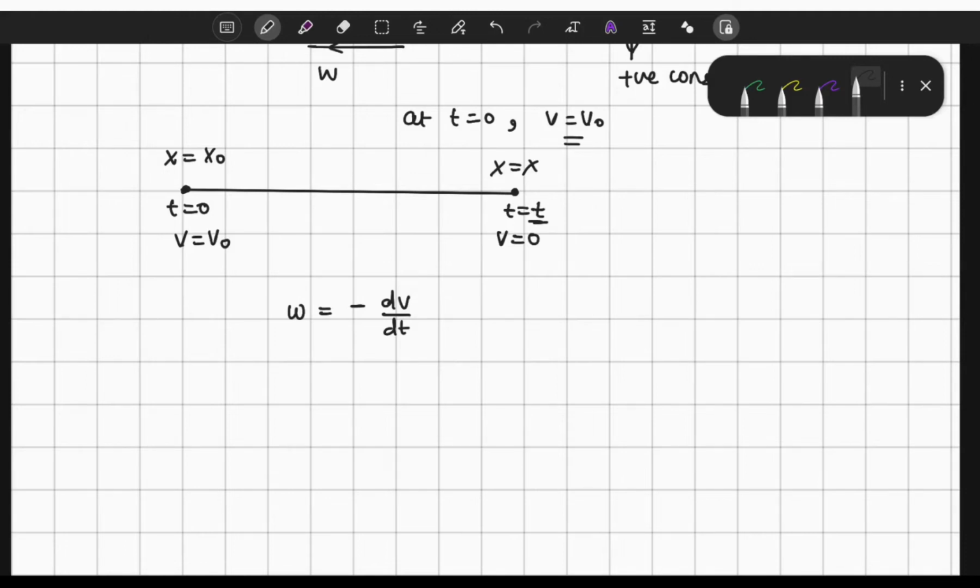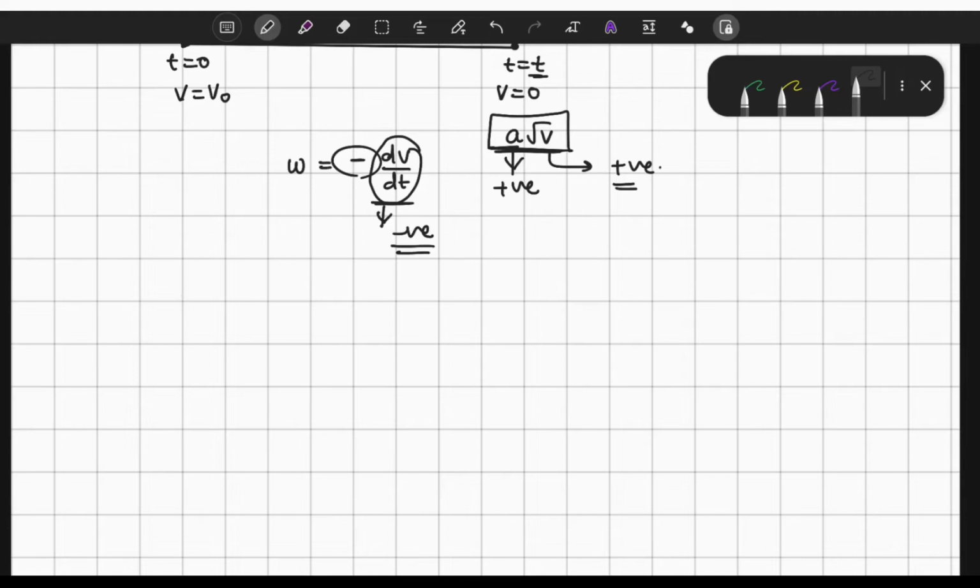because it is decelerating. So we know that if the point is decelerating, that means dv upon dt is negative, and here a root v, a is a positive quantity and root v is also positive. So that's why this whole quantity is positive. So if dv upon dt is negative, then we have to put a minus here. So we can write w = minus dv upon dt = a root v.